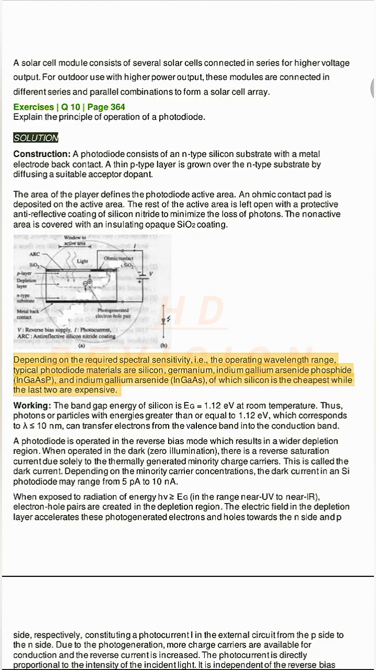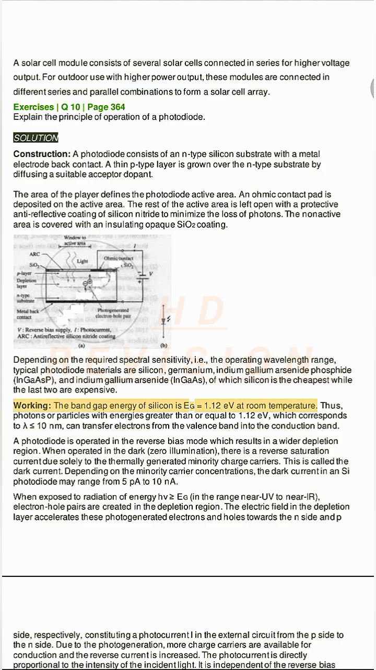Depending on the required spectral sensitivity, i.e., the operating wavelength range, typical photodiode materials are silicon, germanium, indium gallium arsenide phosphide (InGaAsP), and indium gallium arsenide (InGaAs), of which silicon is the cheapest while the last two are expensive.